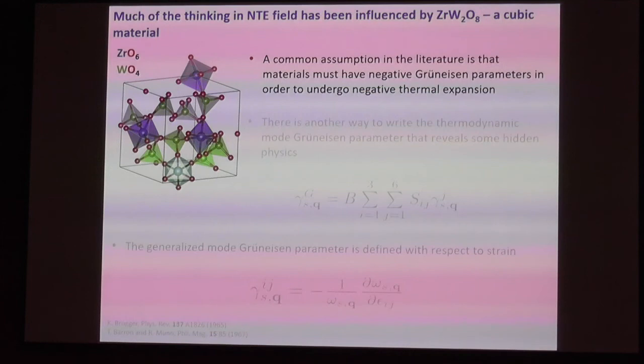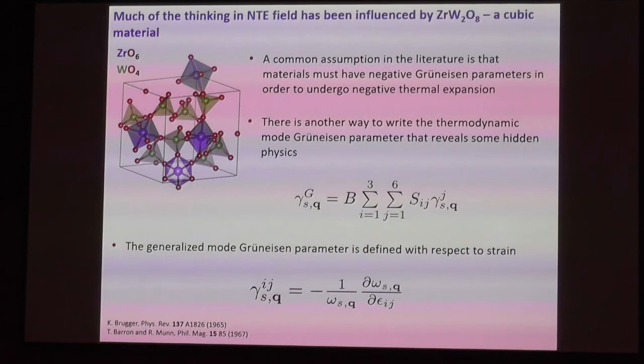And this comes from work on zirconium tungsten oxide, which is the canonical negative thermal expansion material. It undergoes NTE over a huge temperature range, something like 1,000 Kelvin. And so when this was discovered, it launched a huge research effort in this area. The problem is that zirconium tungsten oxide is cubic, or it's not inherently a problem. But if you look at the standard expressions that people use in those papers, they're hiding some very important physics for non-cubic materials like ferroelectric lead titanate. And you can see that if you write the expression for the mode Grüneisen parameter in a slightly different way.